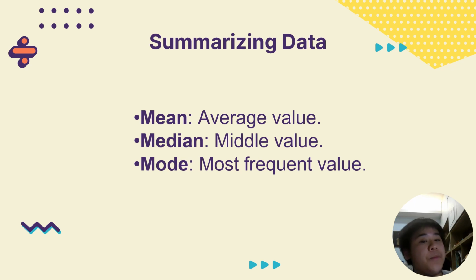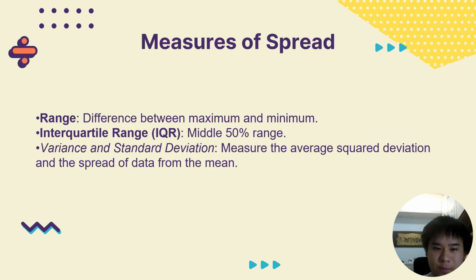You list out the 5 numbers, and the middle number is the median. You don't add them, you don't do anything. The mode is the most frequent value. It's the value that happens the most, appears the most. That is your mode.